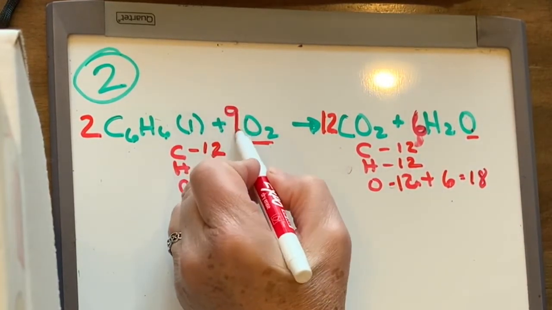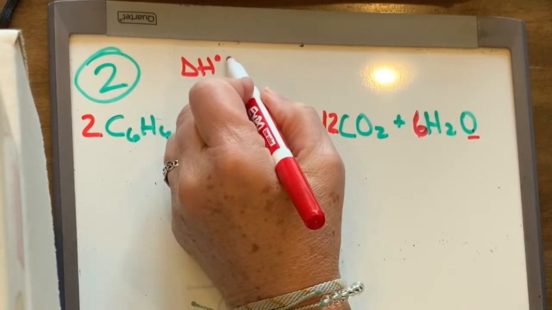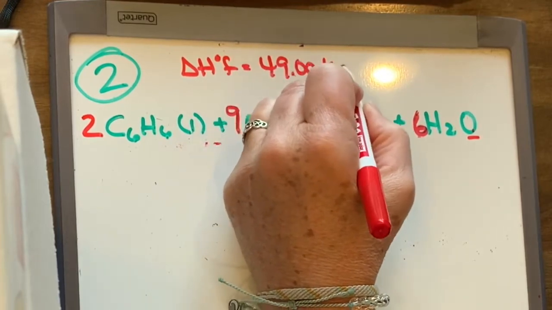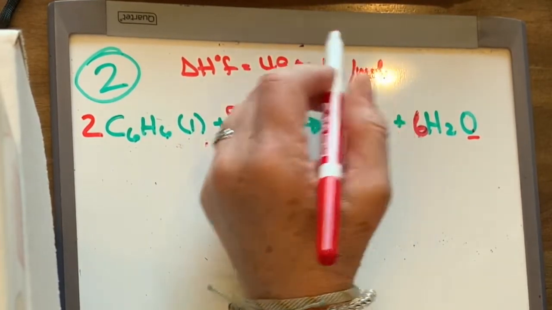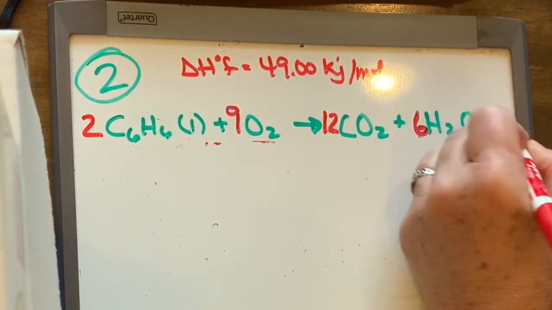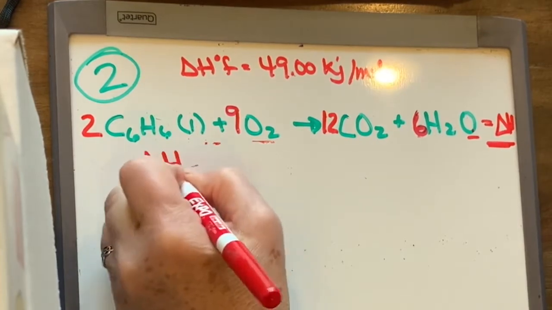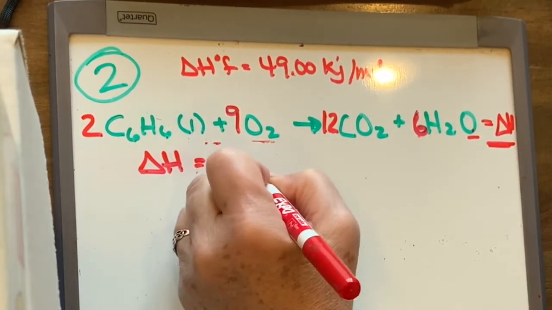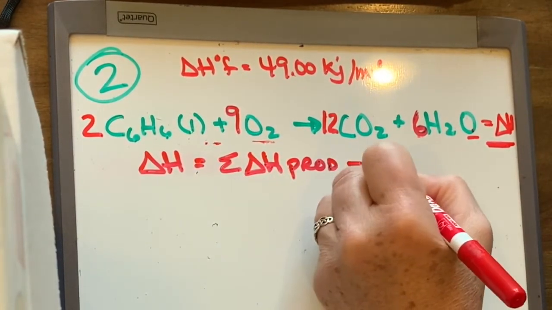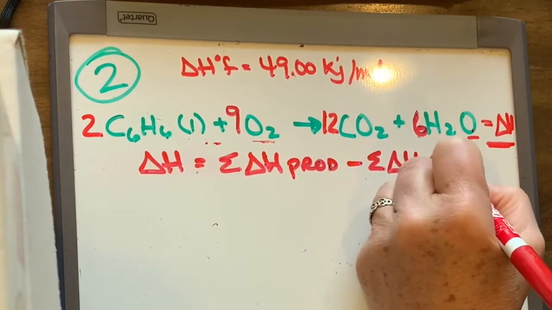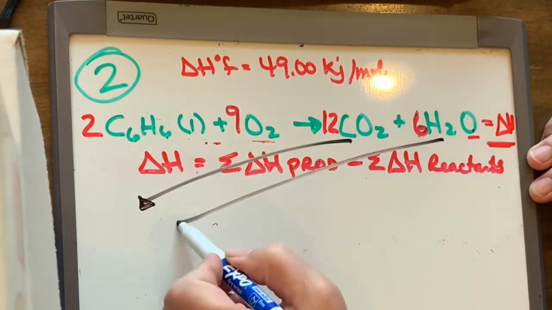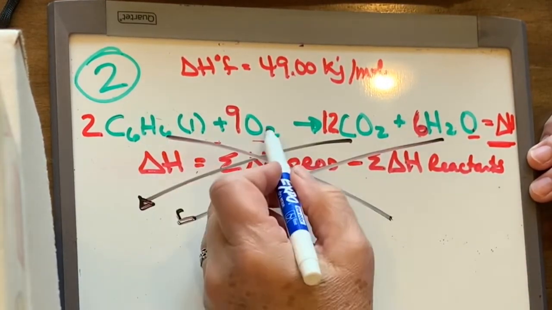That makes this 9. Oh no, we know delta H of formation is 49.0 kilojoules per mole. And we want the delta H of this reaction. So we were actually looking for the delta H of this. Delta H equals the sum of the delta H of the products minus the sum of the delta H of the reactants. We're going to move it here and here, minus here and here.